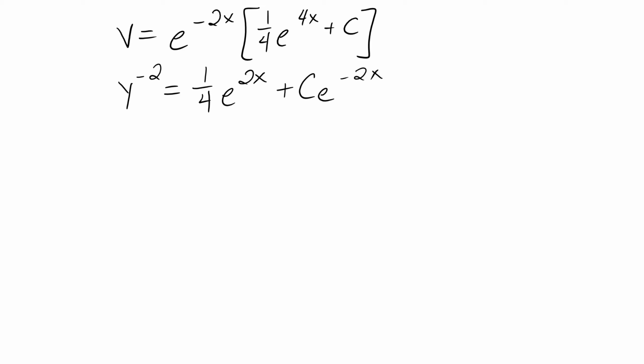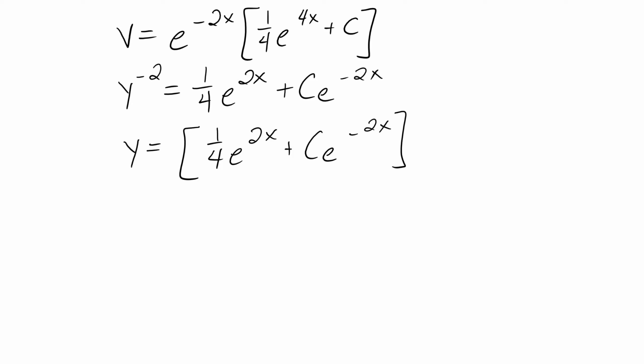Remember, my goal is to solve for my dependent variable if possible. For linear, it's always possible. Same with Bernoulli. So I'd have y equals 1/4 e to the 2x plus c e to the -2x, all of that to the -1/2 power.